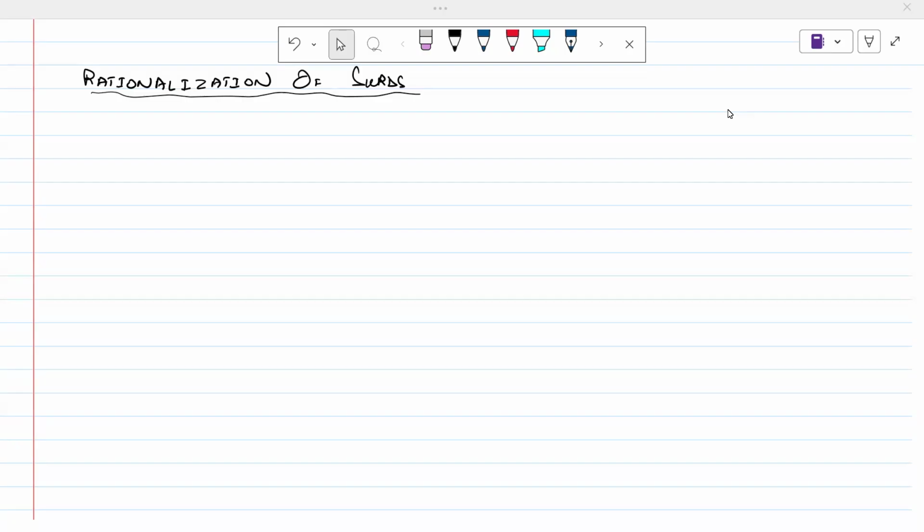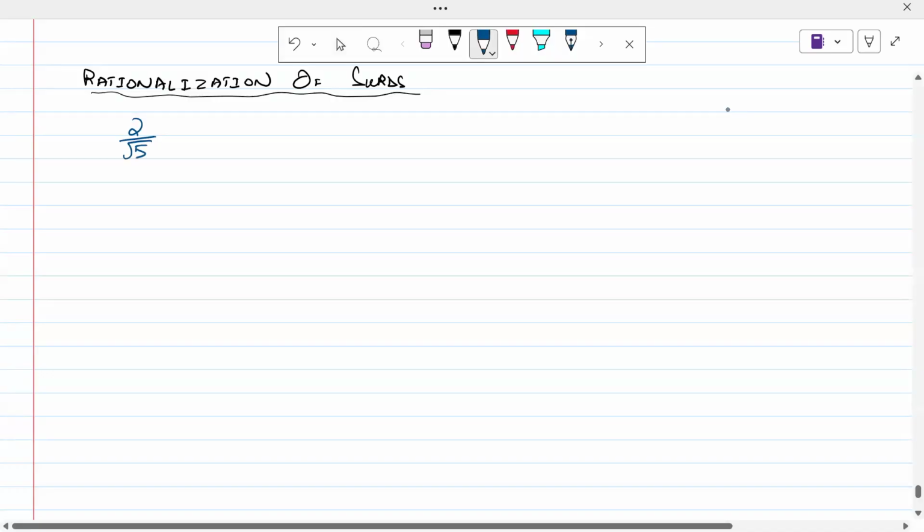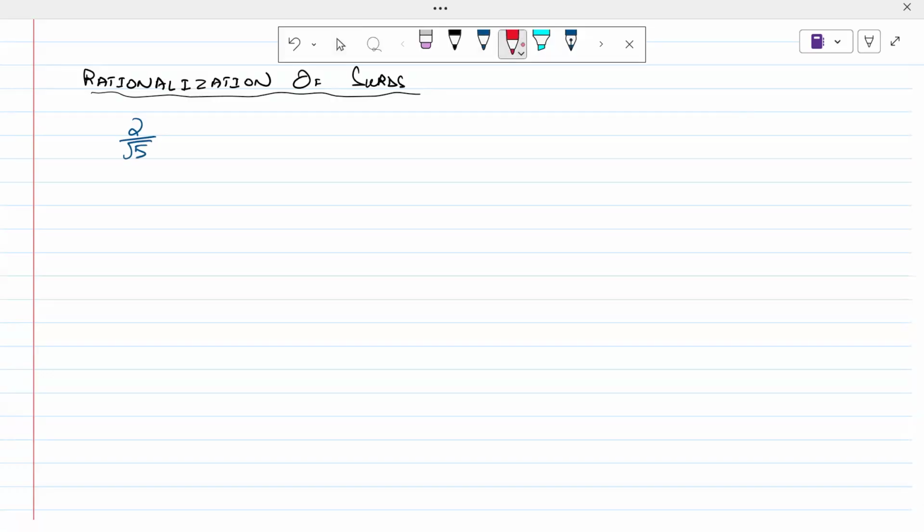Rationalization of surds also comes under the heading of simplification of surds only. But here, by simplification, we mean whenever we have a fraction having the denominator as some surd number, we have to rationalize it. For example, we have the number 2 upon under root 5. In this fraction, we can see we have a surd in the denominator.